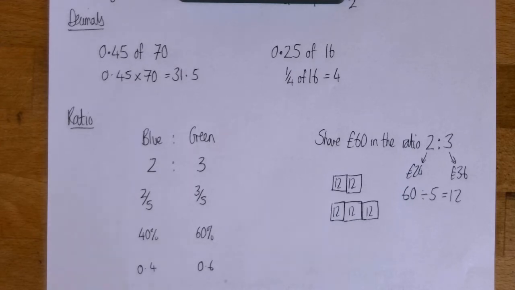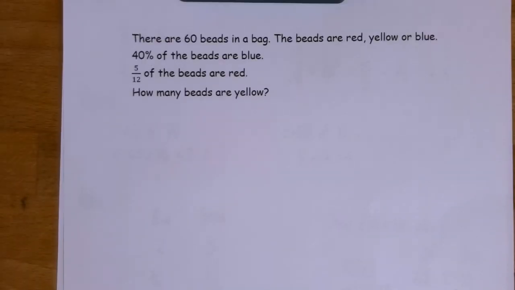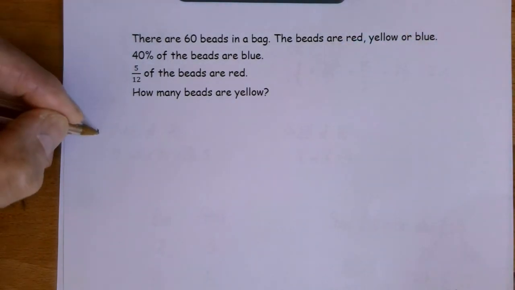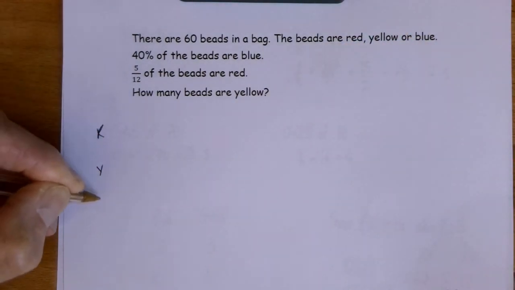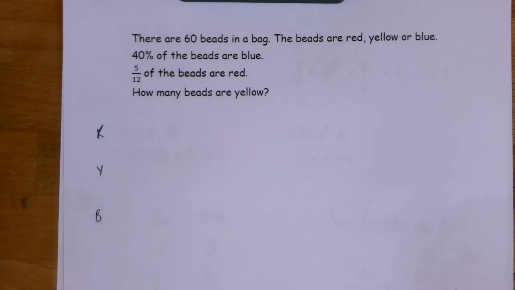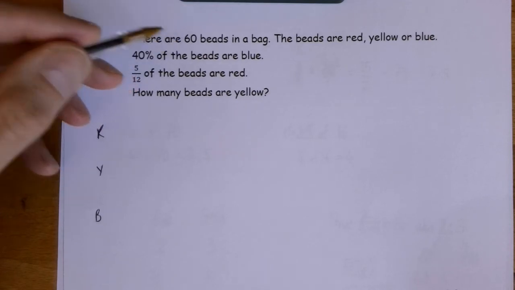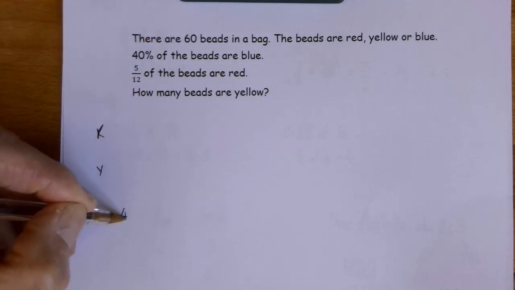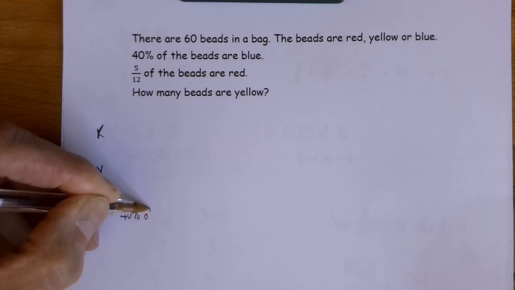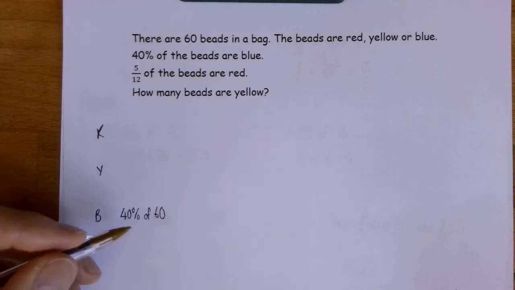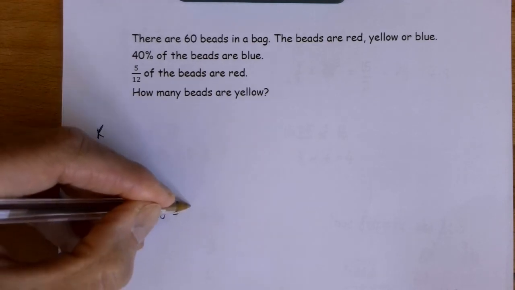So now let's apply this to questions that mix it all. Okay, so here's the first question. We've got a mixture of beads that are red, yellow and blue. So there we go, red, yellow, blue. We're told that 40% of the beads are blue. 60 altogether, so blue is 40% of 60. So there we go, that's a technique that we've already talked about. 10% would be 6, so that's 24.